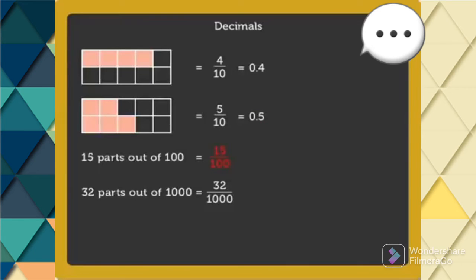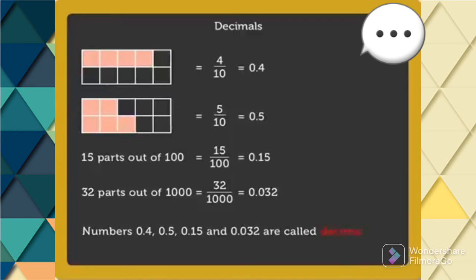15 hundredths is written and read as 0.15. 32 thousandths is represented as 0, then a point, then a 0, then 3, and lastly 2. It is read as 0.032. These numbers 0.4, 0.5, 0.15 and 0.032 are called decimal numbers or decimals.